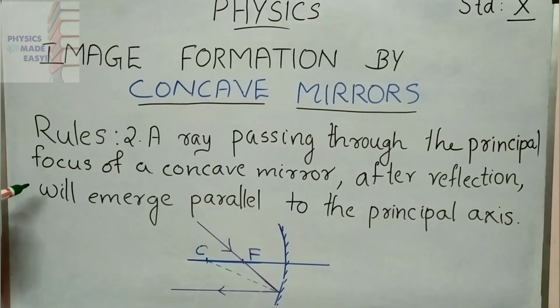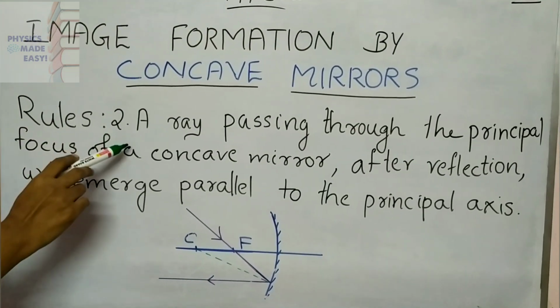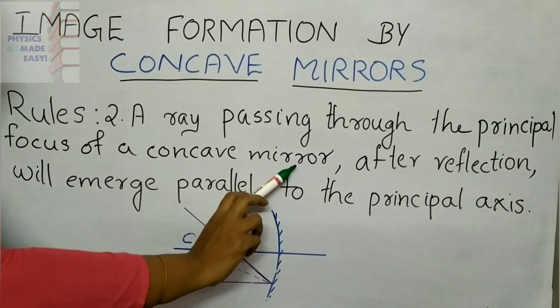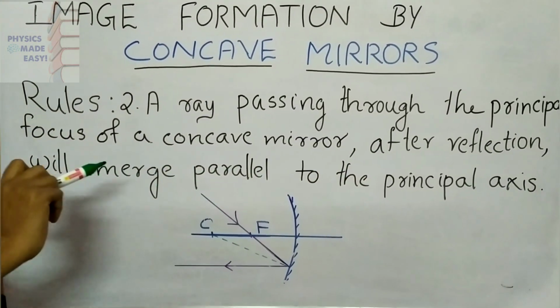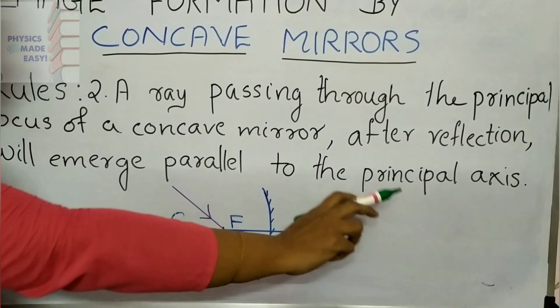Another ray which you have to consider for drawing the ray diagram is the ray which is passing through the principal focus of a concave mirror. After reflection, what will happen to that ray? It will emerge parallel to the principal axis.